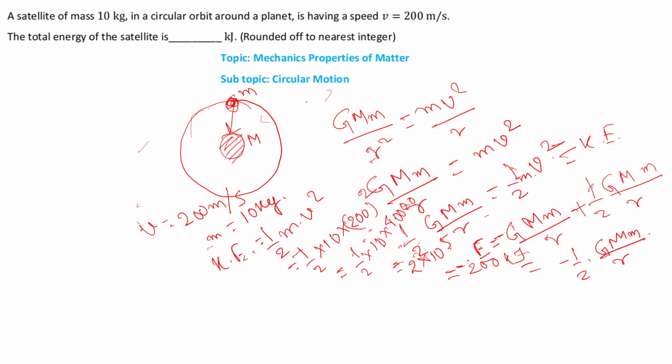So energy is negative in this bounded system. So the total energy is equal to minus the kinetic energy, so it is minus 200 kilojoule. So the answer will be minus 200. Hope it is clear to everyone. So thank you.